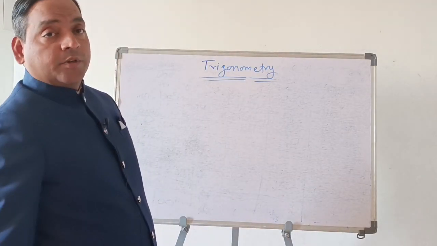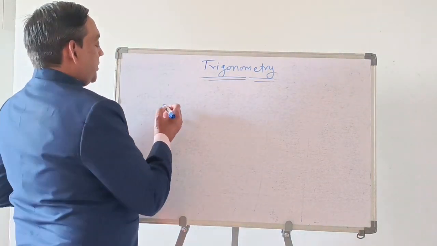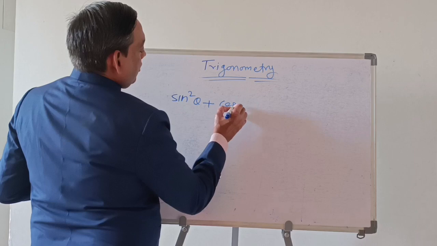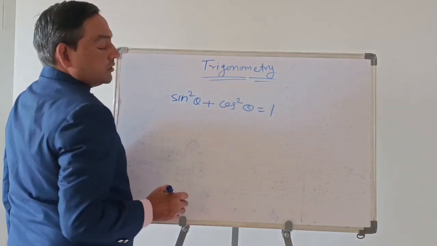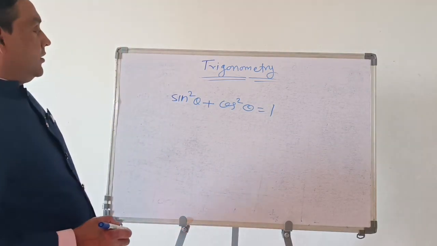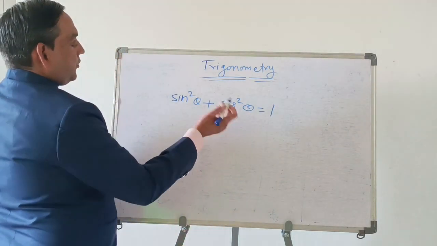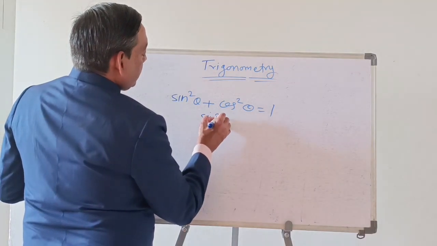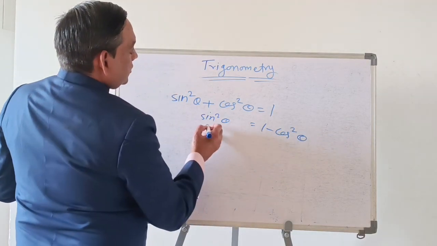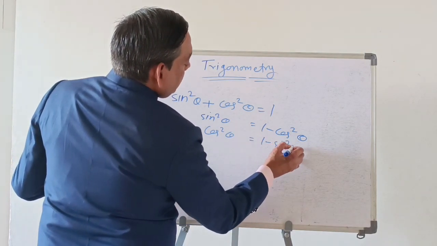Now the next is the relation between sine and cos. This is also called the identities. The first identity of trigonometry: sine square theta plus cos square theta is equal to 1. Now if you know sine square theta plus cos square theta is equal to 1, then sine square theta becomes 1 minus cos square theta, and same way cos square theta is equal to 1 minus sine square theta.